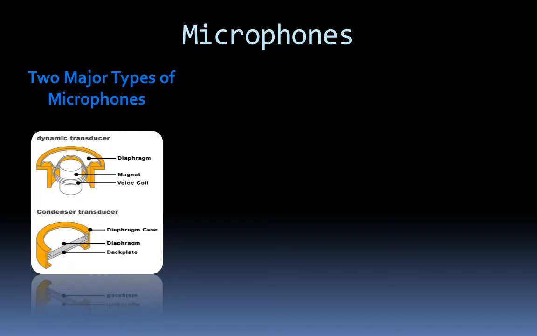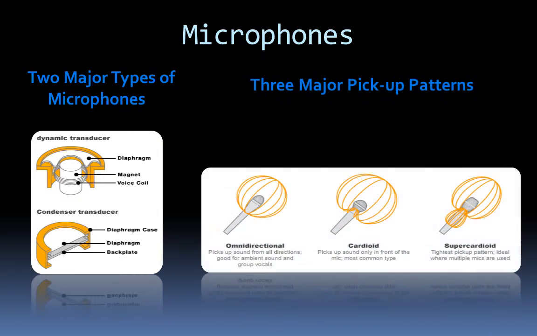Now the diaphragm again reacts to sound waves that are placed in front of it, and because of the charged backplate, it flexes there and changes the voltages, producing the same type of electrical current as a dynamic microphone, but is much more sensitive to changes.